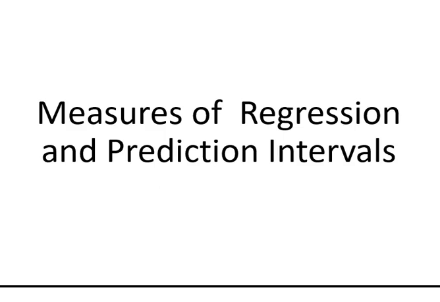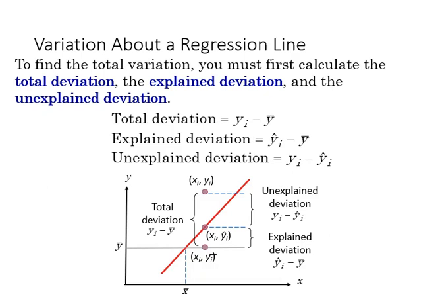Hi, this video is going to discuss measures of regression and prediction intervals. In another video we discussed the linear regression line, and now we're going to be looking more closely at those deviations, the difference between that line and the actual data points. We're going to use information to decide how much of our deviation has been explained, how much is left unexplained, and then the total amount of deviation.